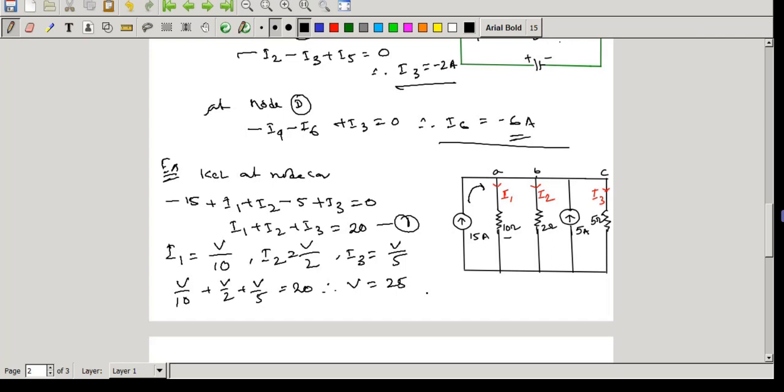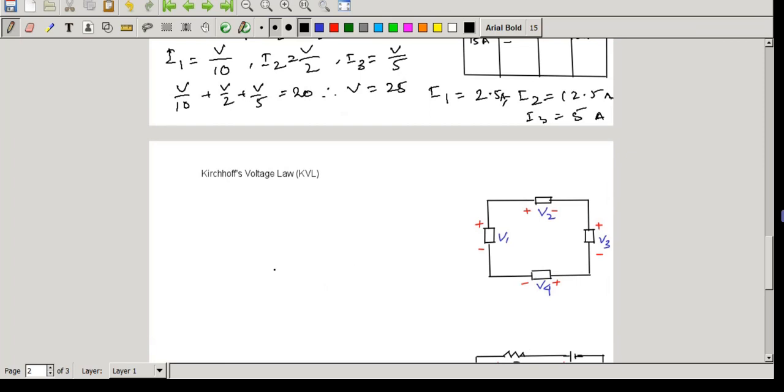So if we know V equals 25, we can calculate I1, I2, I3 if we put the V value in these equations. So we can calculate I1, which will equal 25 by 10, that is 2.5, and I2, which will be 25 by 2, that is 12.5, and I3, which will be 25 by 5, that is 5 ampere. So using KCL, we can solve this problem also.